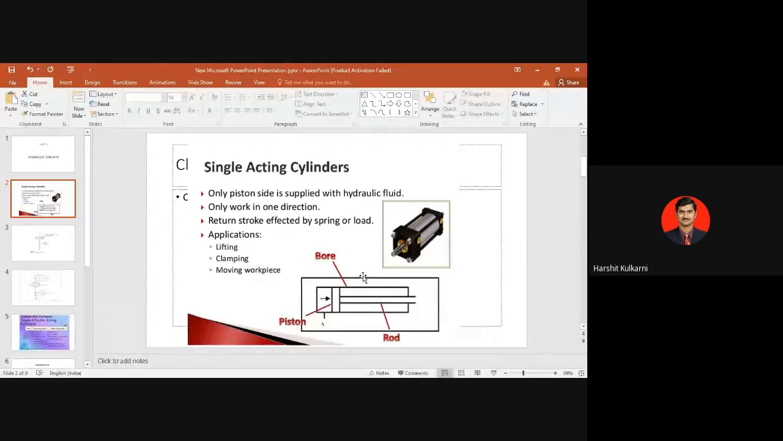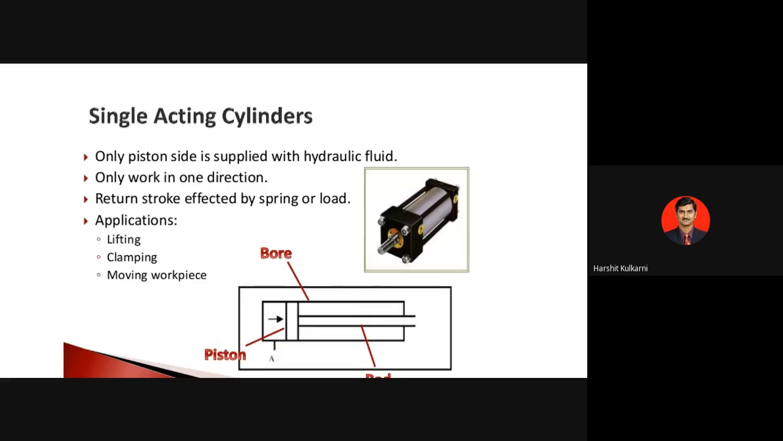Okay, so let me go back to that PPT. Is it visible? Yes, sir. Okay. So in the single acting cylinder, what are the specific features? Only one side of the piston is supplied with the hydraulic fluid. So the fluid enters the blank end of the cylinder. You can see that here the entry of the oil is represented by this port A.